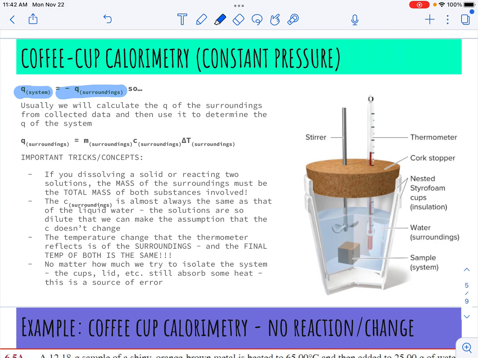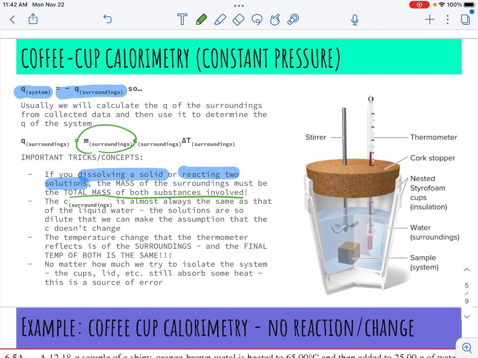So some tricks that are really important when you do this. If there's some interaction between the water in a coffee cup calorimeter and the stuff that you're putting in it, so if it's a dissolving process or a reaction of two solutions, you have to make sure that you include the mass of both substances in the mass of the surroundings in your calculations. All right. So if we're dissolving 5 grams of something in 100 grams of water and measuring the heat that either goes in or comes out, the total mass would be the 5 grams of the salt plus the 100 grams of the water.